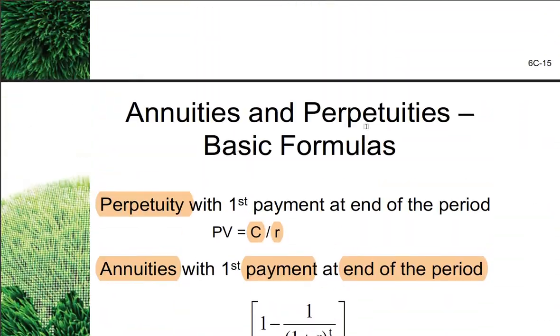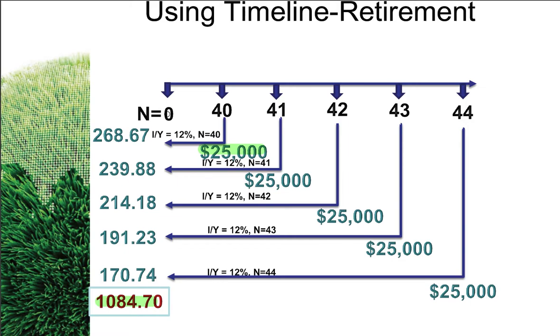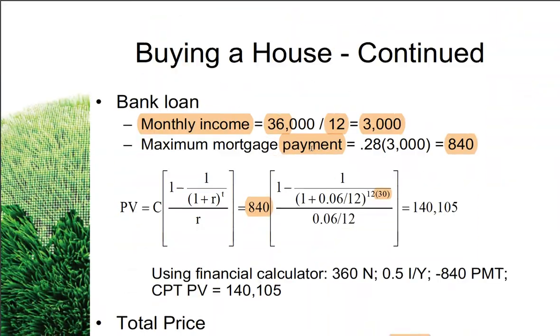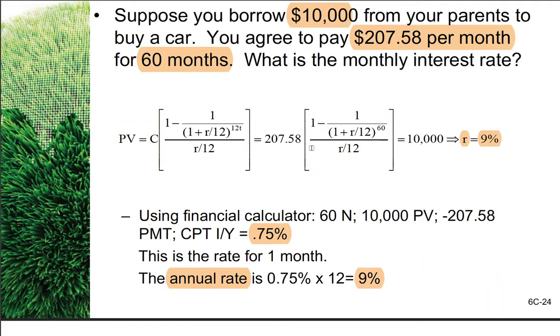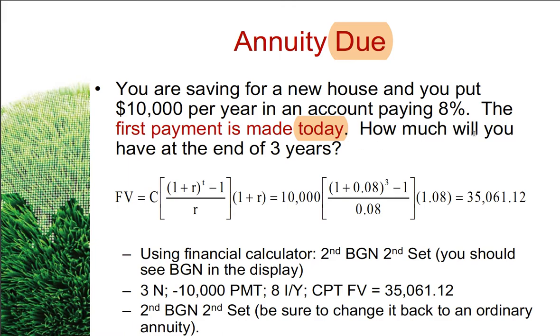Right, I want to show you the timeline. Okay, when you see the timeline, when you say that you will pay at the beginning, it is at 0, it's not at 40, this pay is at 0. Okay, today means 0. How much will we have at the end of 3 years? Okay, at the end of 3 years.